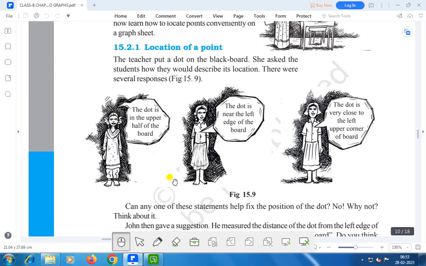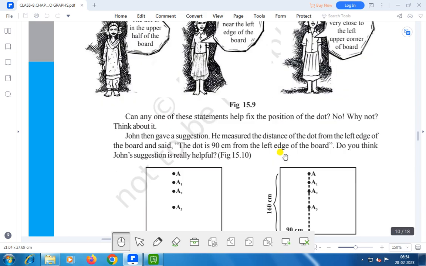The location of a point. The teacher put a dot on the blackboard. She asked the students how they would describe its location. There were several responses. The dot is in the upper half of the board. The dot is near the left edge of the board. The dot is very close to the left upper corner of the board.